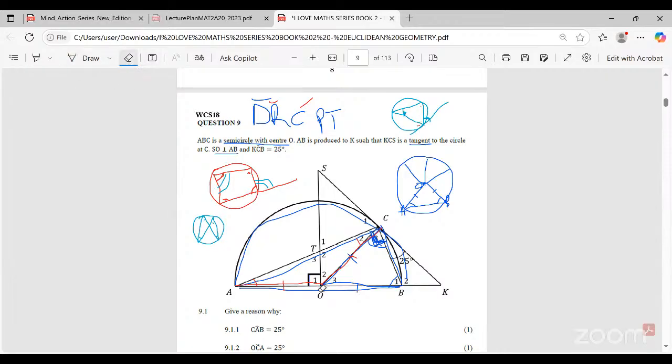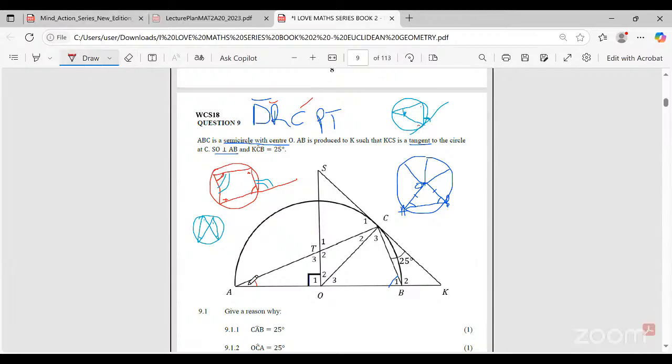So let's see if we can cook something for the tan chord theorem here. Okay, there's an angle between the tangent and the chord. So this angle will be equal to that angle. This angle will be 25 degrees. And we've said using our analysis, this angle is equal to that angle. This angle also will be 25 degrees.